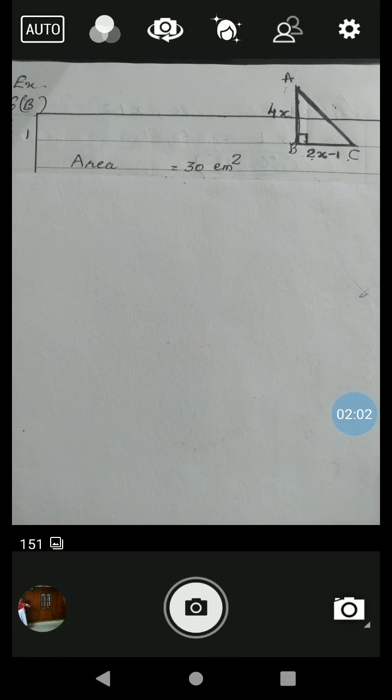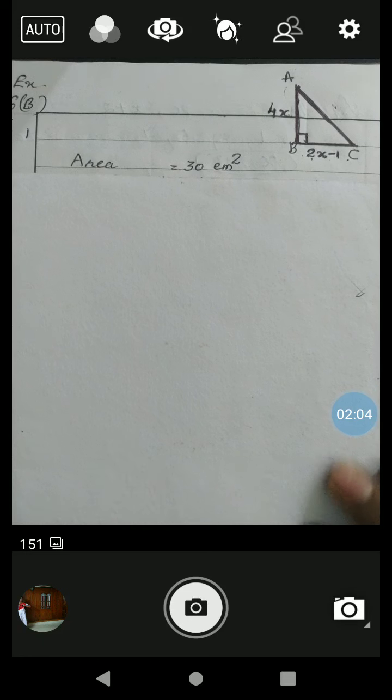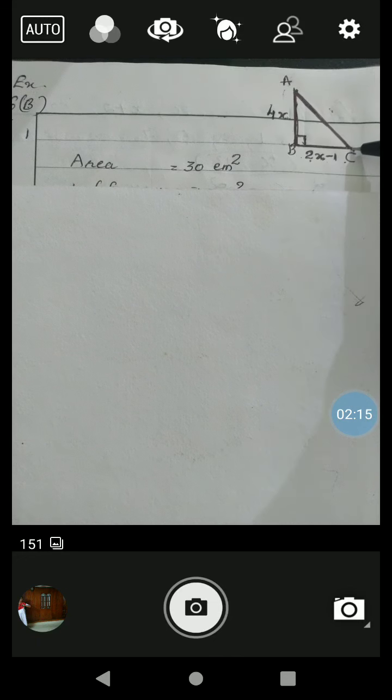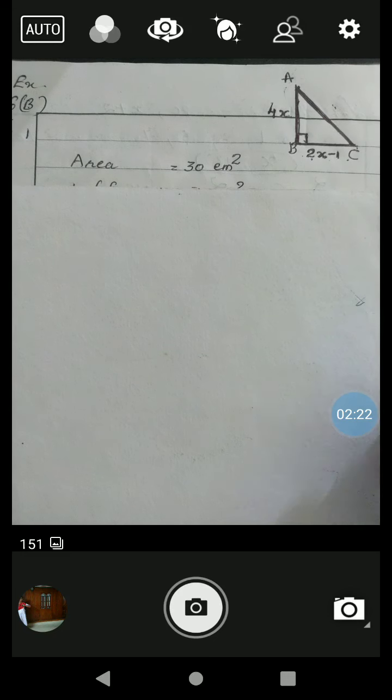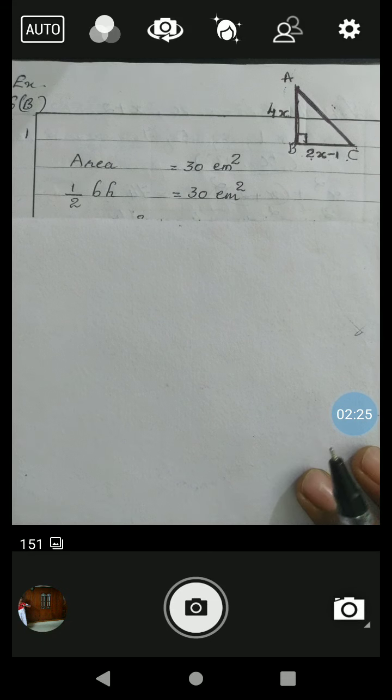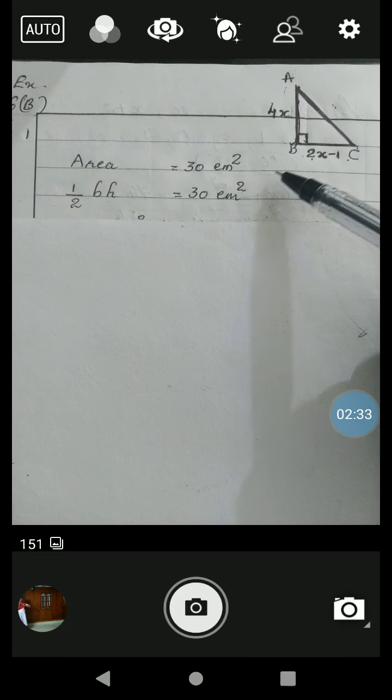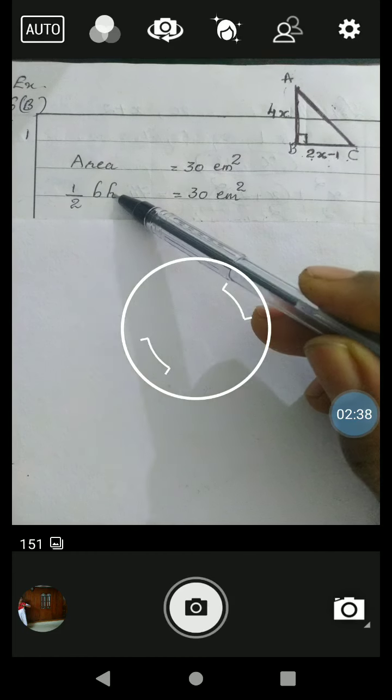Now, remember the formula for finding area of the triangle. This is a right angled triangle. Therefore, this is the height of the triangle. This is base. We can consider this as base. And this is the height of the triangle. So we can use the formula half BH. So, area of the triangle is equal to half BH, which is equal to 30 centimeter square. Here, base is this BC and height is 4x. We can substitute those values here.